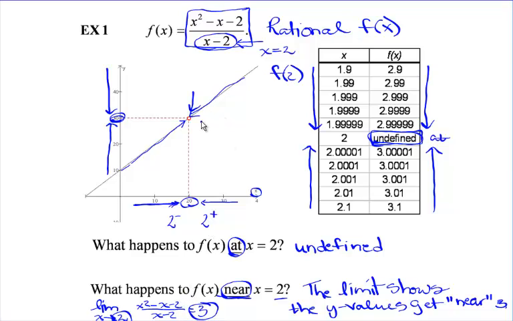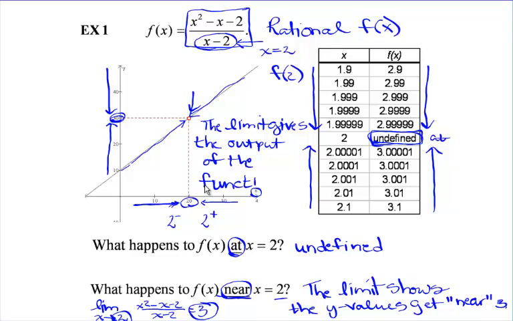The limit gives the output of the function. Remember, limits are outputs. The result of a limit is a y value. That's very important.